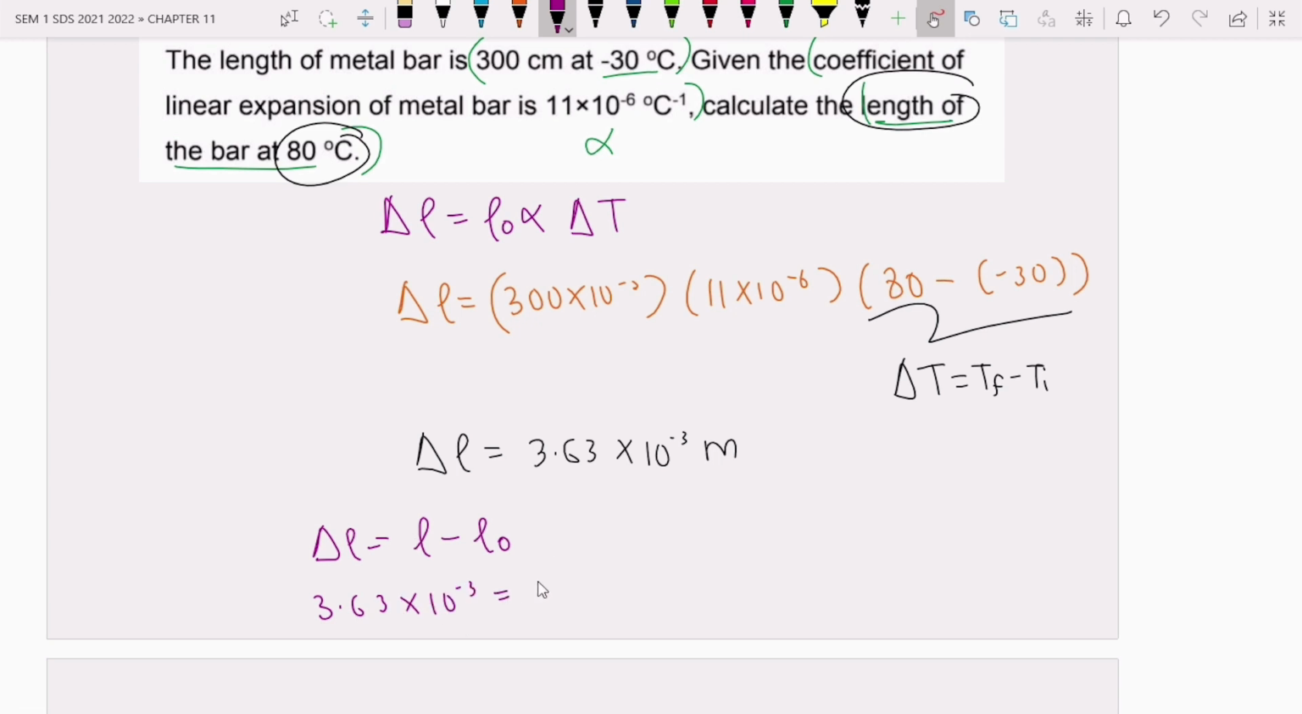The final length is what we are going to look for, and the initial length is 3 meters. So when you press the calculator and rearrange the equation, you will get the length 3.00363 meters. I changed it into meters, or you can write it as 300 times 10 to the power of negative 2, because I changed it into meters. So this is the final answer.